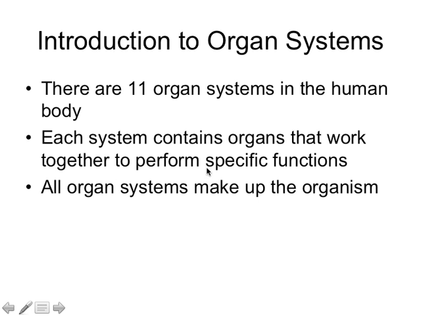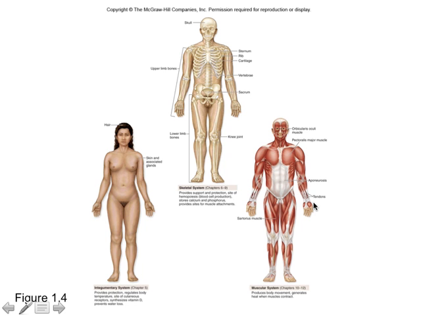Now, we have 11 organ systems in the human body, and each system has organs that work together to perform specific functions. All these organ systems make up the organism. So what we're going to do next on these slides is go through each of the major organ systems and talk about the major functions of each. Looking at the integumentary system, or skin, what are some functions of skin? What do you guys think?